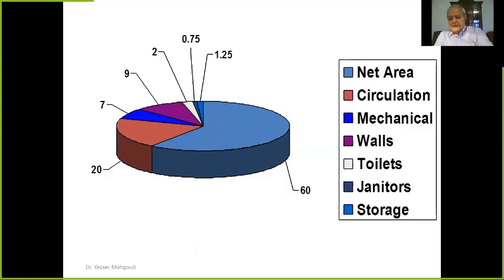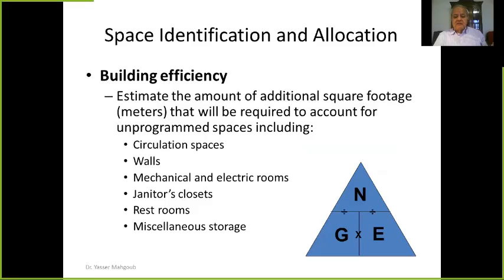We need different areas for circulation, mechanical rooms, walls. The walls, they take a good amount of area from the plan. Toilets, rooms for janitors and cleaning materials, and storage, general storage area. So this is what we call the building efficiency. This is the ratio between the net and gross area.